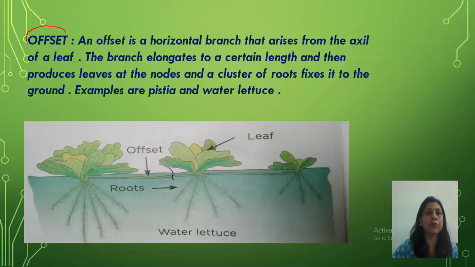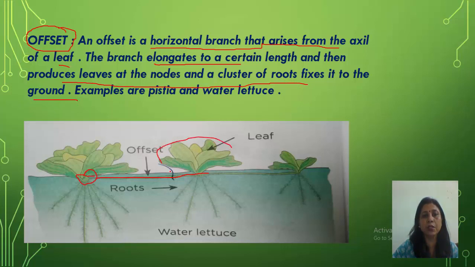Next is offset. An offset is a horizontal branch that arises from the axil of a leaf. Okay. In the case of stolon, it was from the base of a stem and this is arising from the axil of a leaf. The branch elongates to a certain length. You can see this offset is elongating to a certain length and then produces leaves at the nodes and a cluster of roots fixes it to the ground. You can see these leaves are produced and a cluster of roots is fixing it to the ground. Examples are pistia and water lettuce.